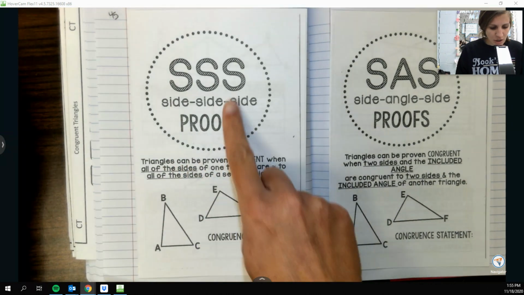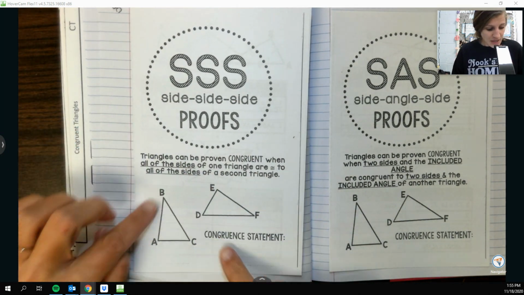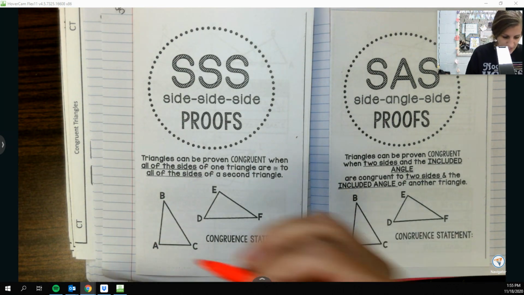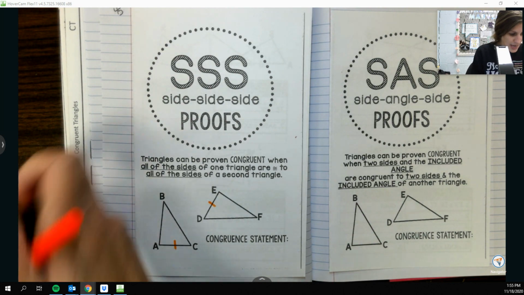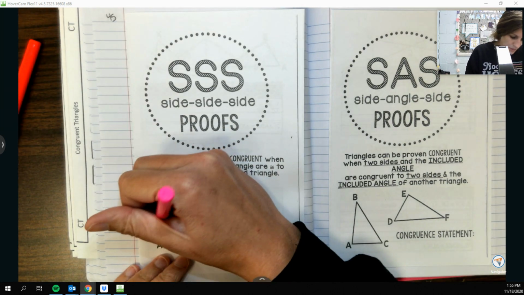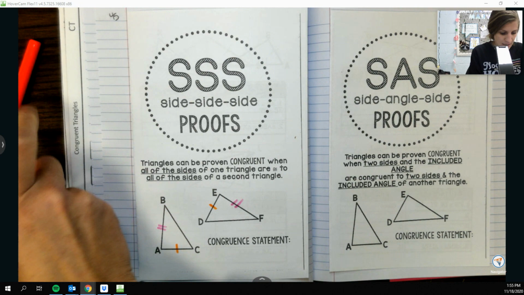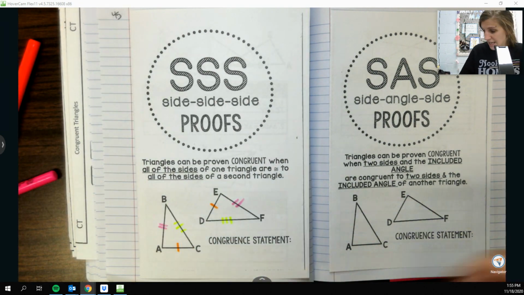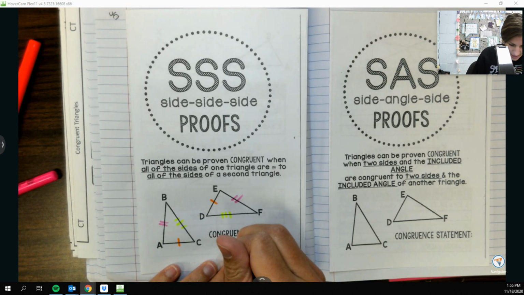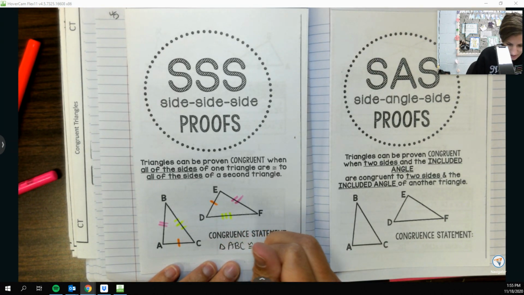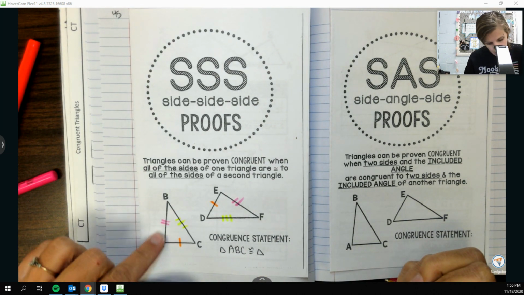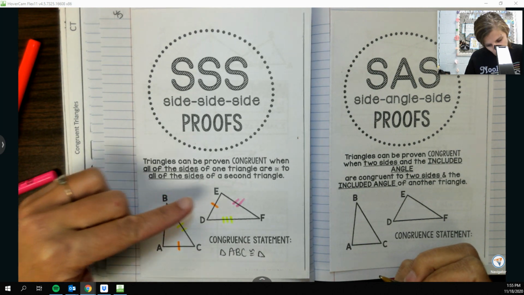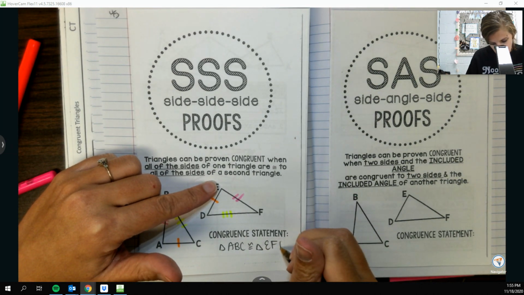So to prove triangles congruent with side, side, side, I need all of the sides of one triangle to be congruent to all of the sides of the other. And so for instance here, maybe I know that these are congruent, and then congruent. And so then I can say that triangle ABC is congruent to triangle, so I went A to B to C, so I went over that pink line first, so E, F, D.